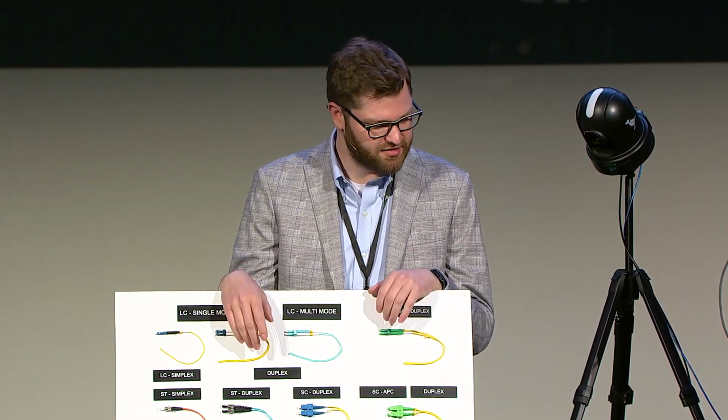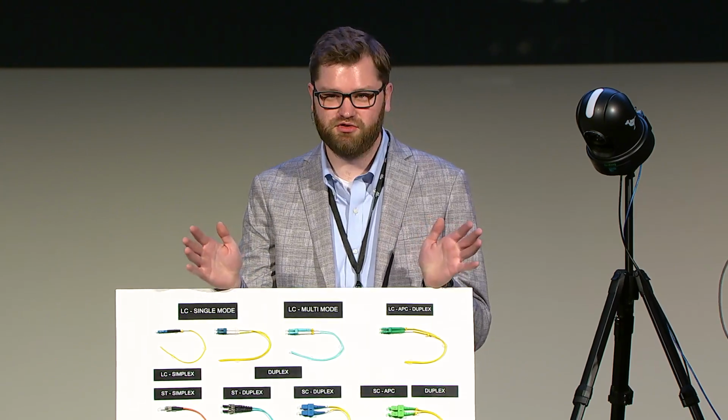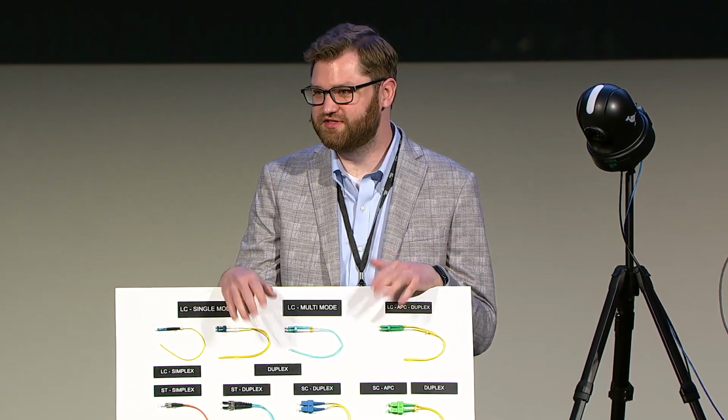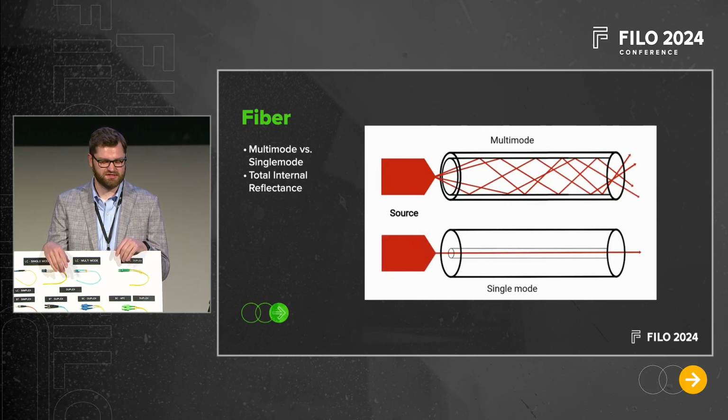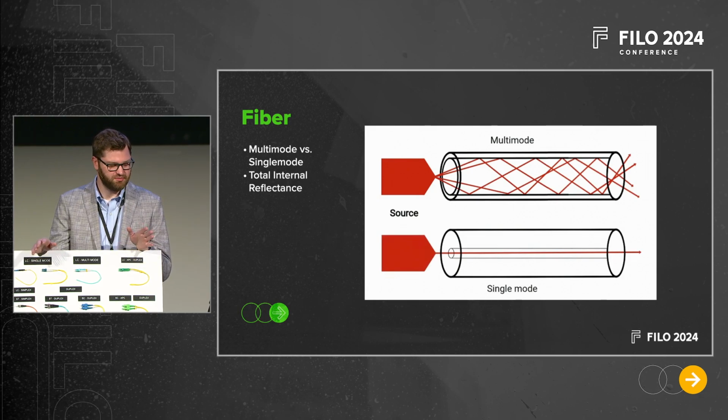So looking at fiber, we have two main different types of fiber. We have single mode fiber and we have multi-mode fiber. So single mode fiber is a single mode of light down the fiber cable, whereas multi-mode cable has multiple modes of light kind of bouncing down the cable. And multi-mode uses cheaper optics like LEDs to do that, whereas single mode fiber uses more expensive optics like lasers.